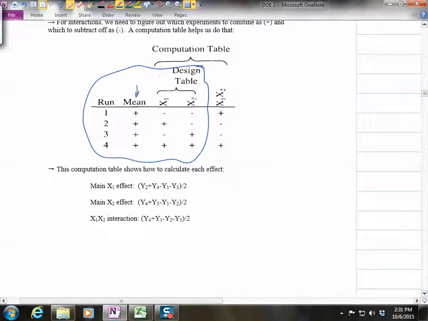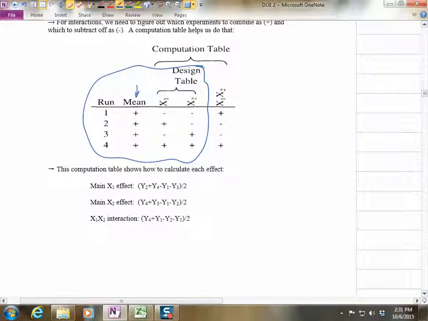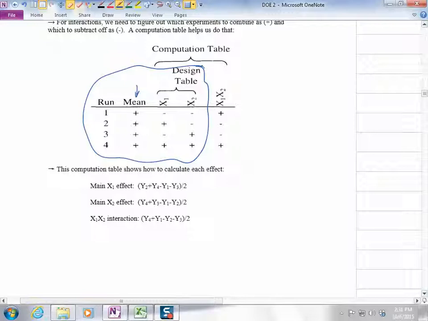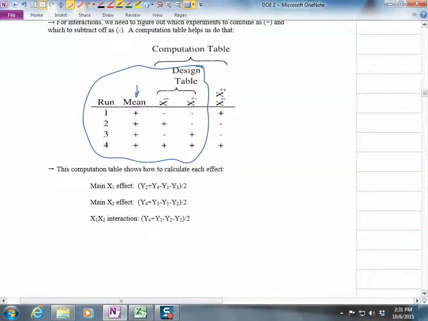We'll talk about that mean column later. But we have 4 runs, and here are the high and low values of x1 and x2. Right? A 2 squared design. We have 4 runs, and all possible combinations of high and low levels of all the factors. There are only 2 factors in this case. That gives 4 runs. So we get y values out here. So we get a number here, here, here, and here.